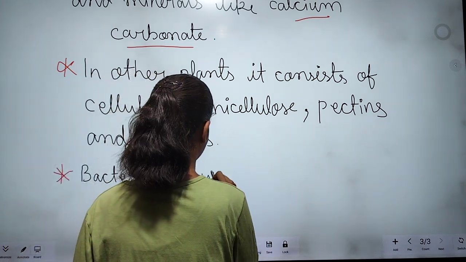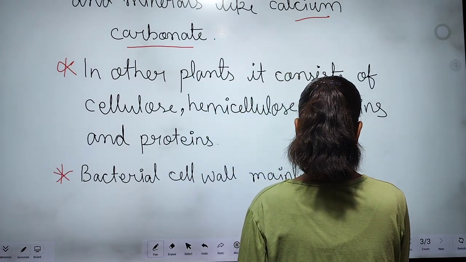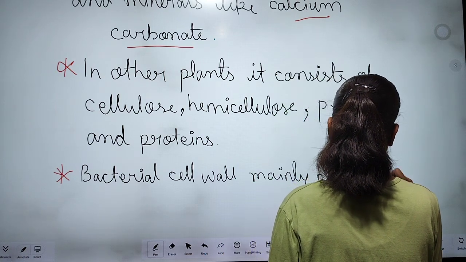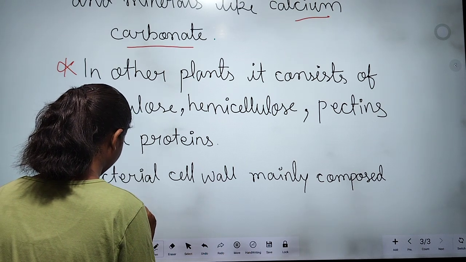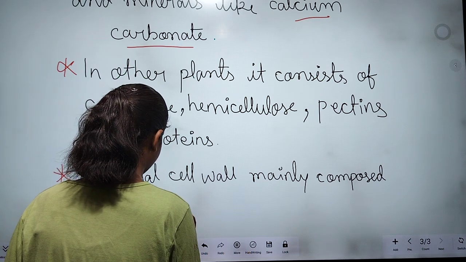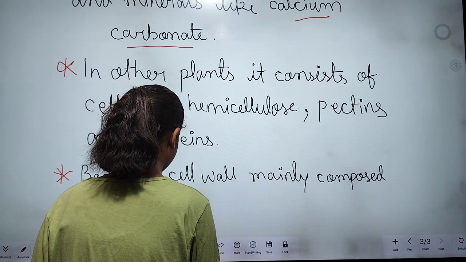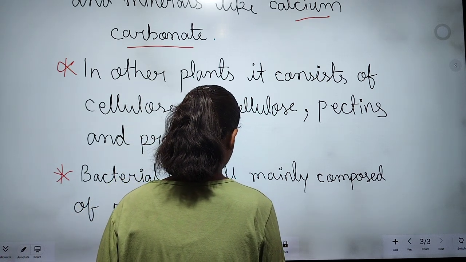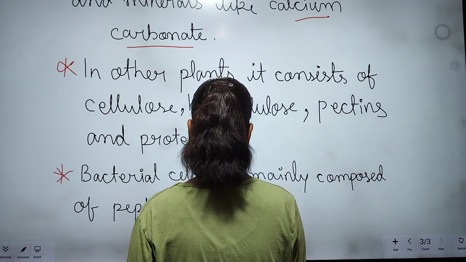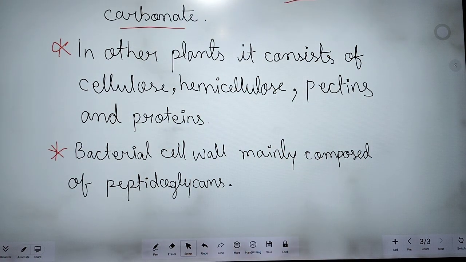Bacterial cell wall, mainly composed of peptidoglycans. Okay, and the bacterial cell wall is made up of peptidoglycans.